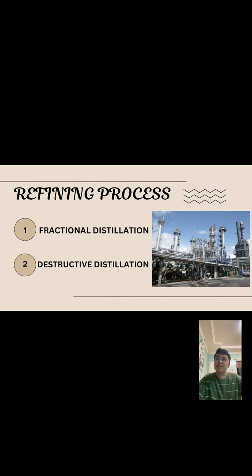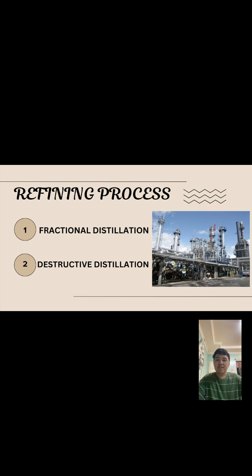Another method is the destructive distillation or cracking. This method is used when a higher yield of light fractions, such as motor fuels, is required. It involves exposing the crude material to extreme heat, up to 1,100 degrees Fahrenheit, and high pressure above 735 psi, causing chemical changes in the material.